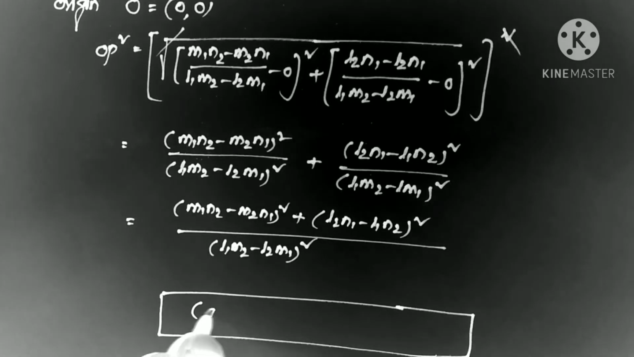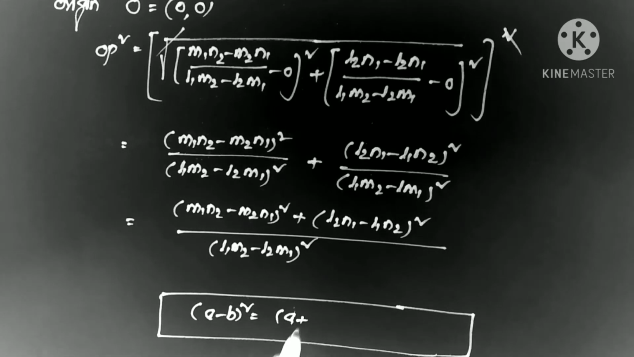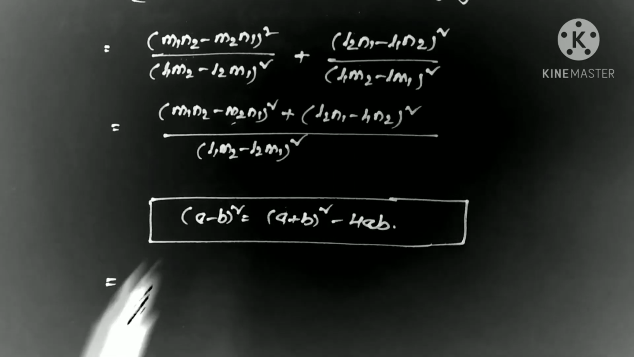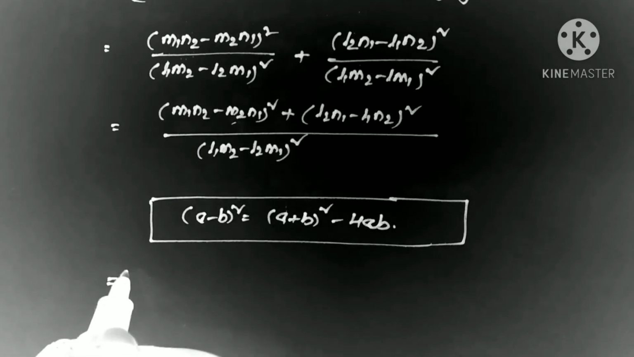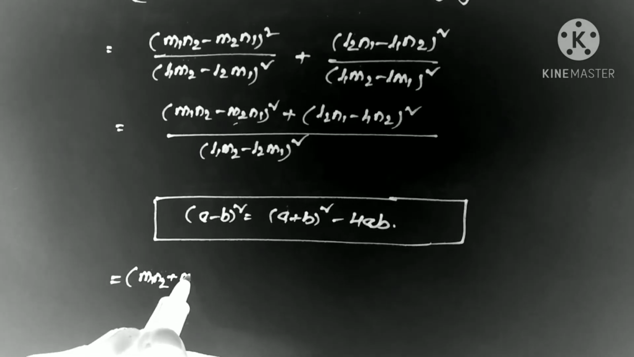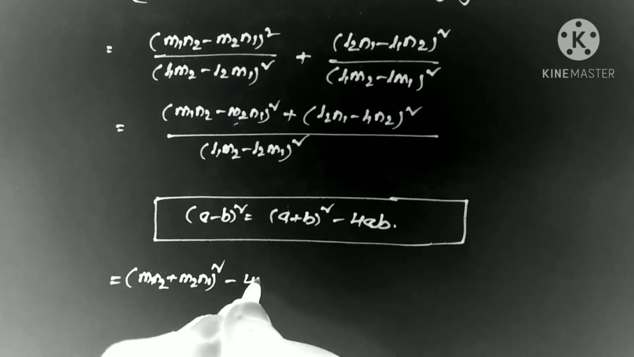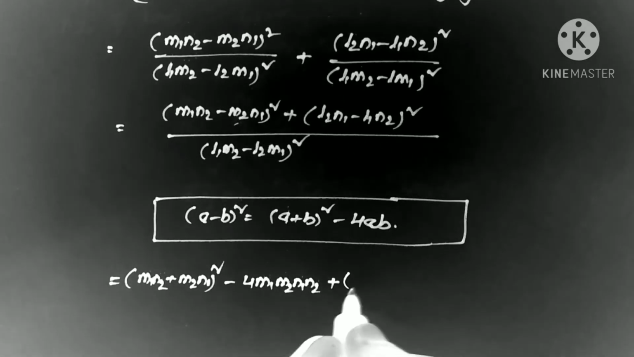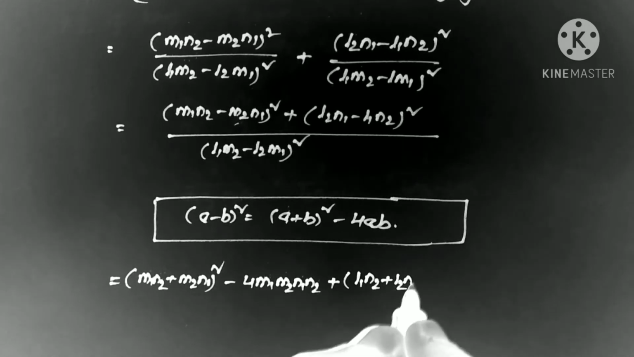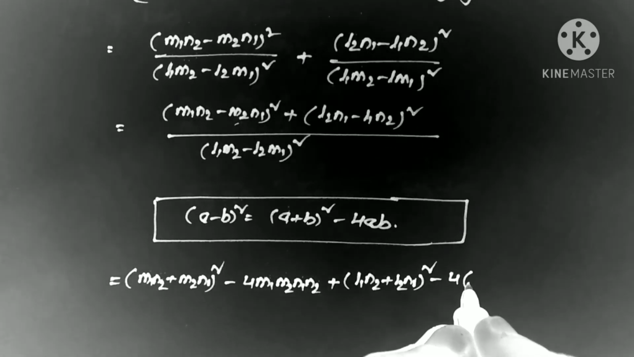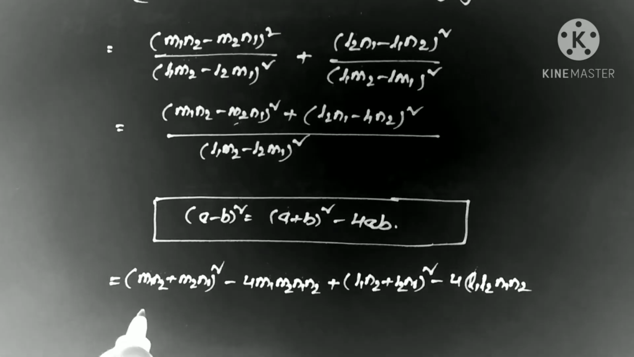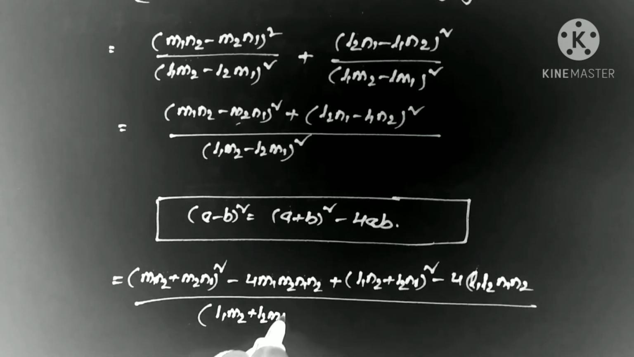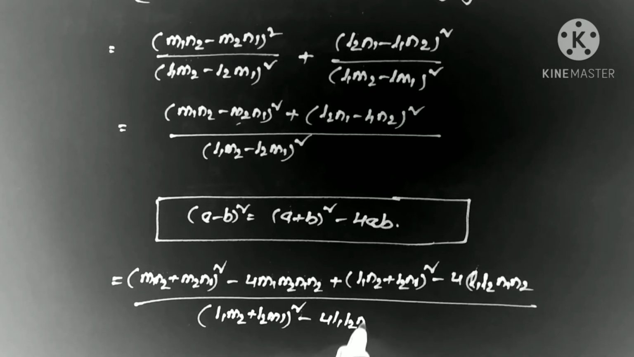Now I apply one formula, that is (a - b) whole square = (a + b) whole square - 4ab. I apply this formula to all three terms. What is the first term? Applying it to the first term: (M1 N2 + M2 N1) whole square - 4 M1 M2 N1 N2. Applying the same formula to the second term: (L1 N2 + L2 N1) whole square - 4 L1 L2 N1 N2. And the denominator: (L1 M2 + L2 M1) whole square - 4 L1 L2 M1 M2.